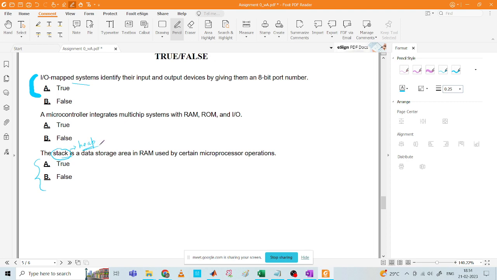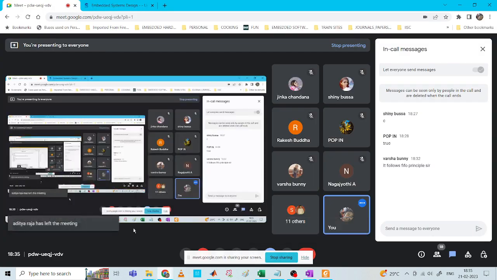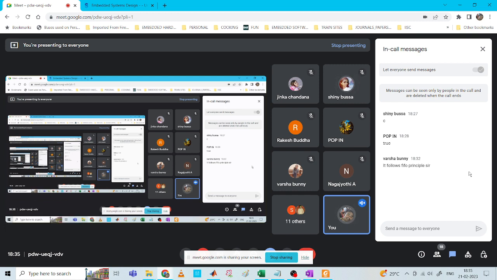And what is heap? As part of an embedded course, you should know what heap is. Any idea what is heap? Anyone? Any guess would be fine. Any guess?